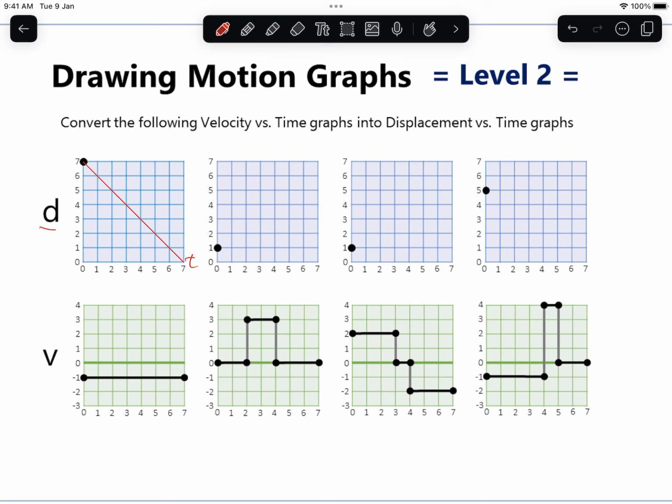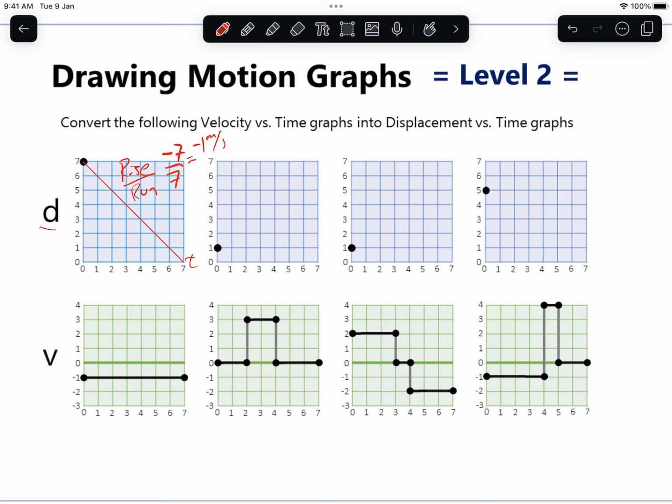Okay. Now, if I was to check this slope, I can see my rise over run. Rise over run is my slope. Well, the rise is actually a -7. My run is a 7. That's going to give me -1 meters per second. Okay, let's try the second one.